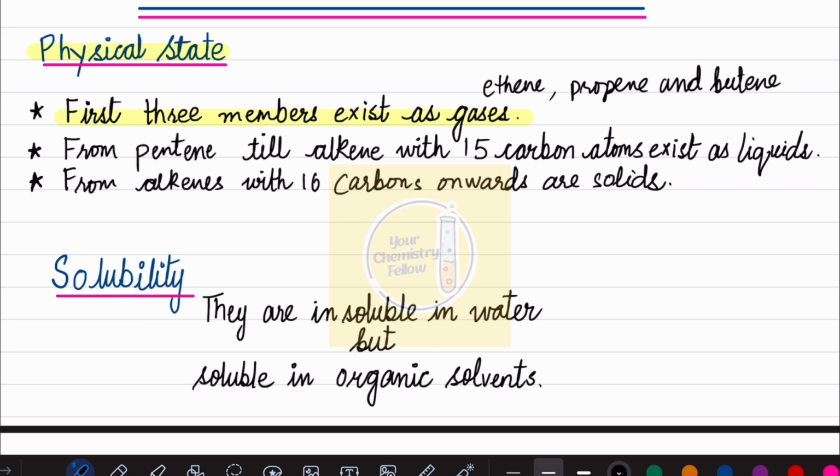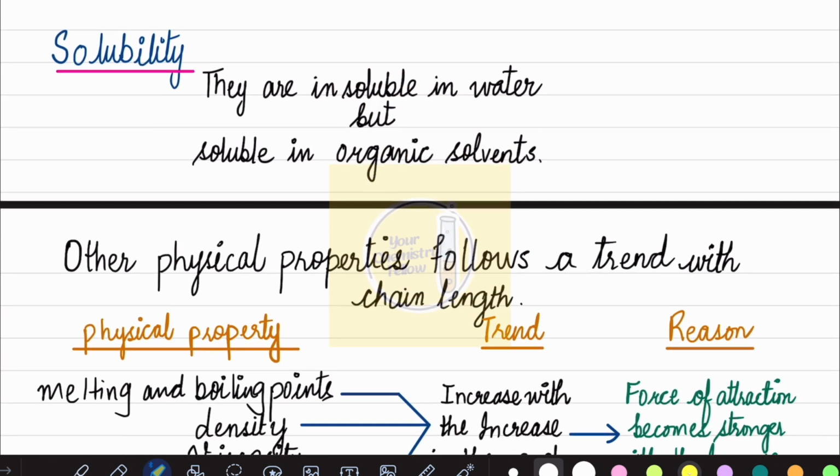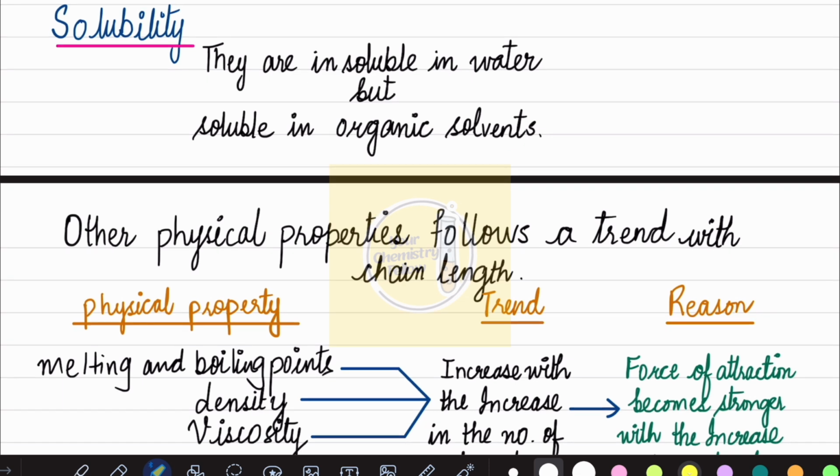From pentene onwards till alkenes with 15 carbon atoms, they exist as liquids, and from alkenes with 16 carbon atoms onwards they are solids. This means that as we go down the homologous series, with the increase in the number of carbon atoms, the forces of attraction are getting stronger, and the state changes from gases to liquids and liquids to solids. Next property is the solubility.